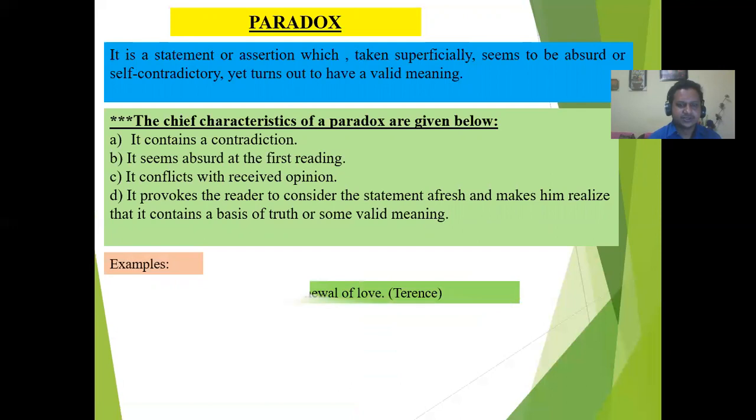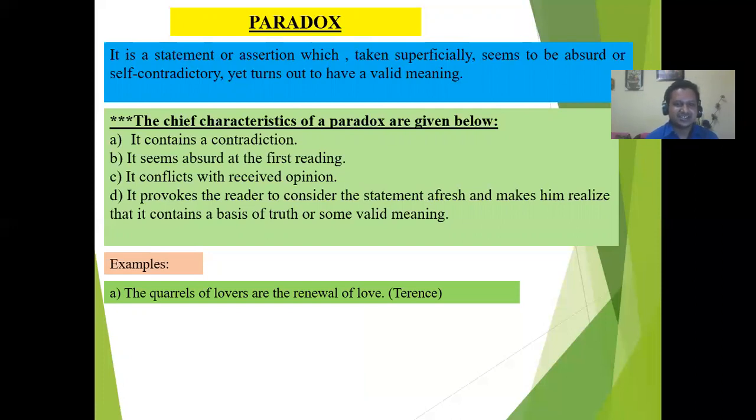Examples: "The quarrels of lovers are the renewal of love," Terence. So at the first reading, we find some contradiction here, but it provokes us to consider the statement anew and makes us realize that it contains a basis of truth. It contains valid meaning. "Sweet are the uses of adversity," by Shakespeare.